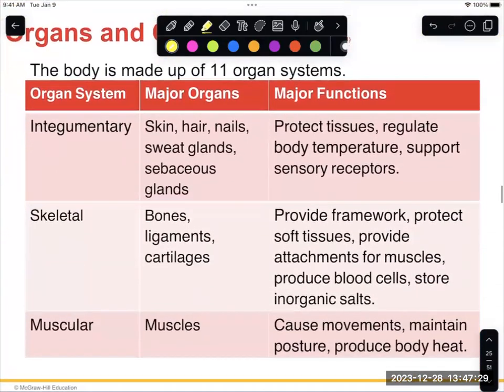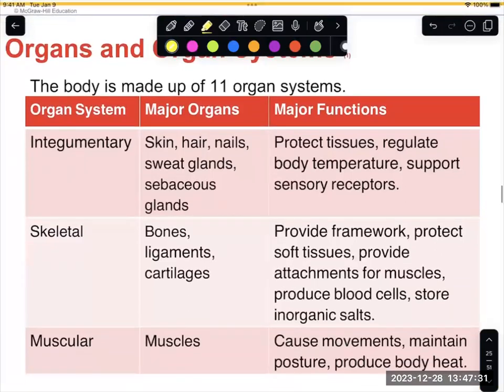So here are some of our different organ systems and what makes up these different organ systems. These organ systems usually consist of several different organs that work together. So we are going to go through all of these different organ systems throughout this semester. Our first organ system is the integumentary system. That integumentary system is your skin, your hair, your nails, your sweat glands.